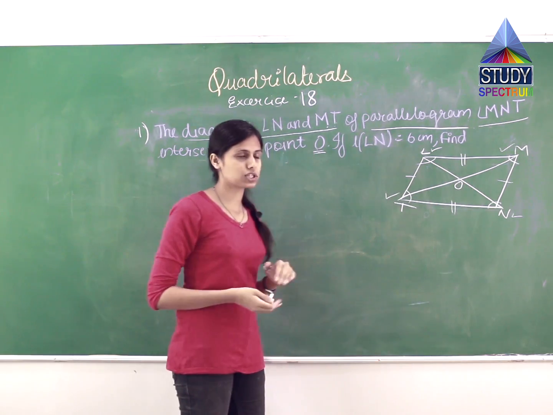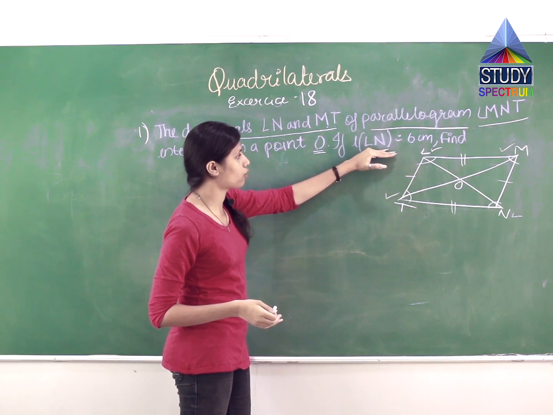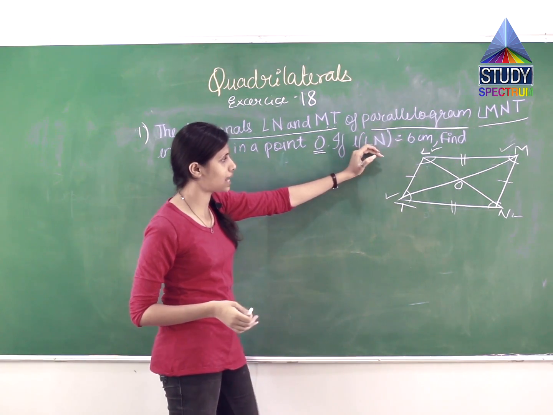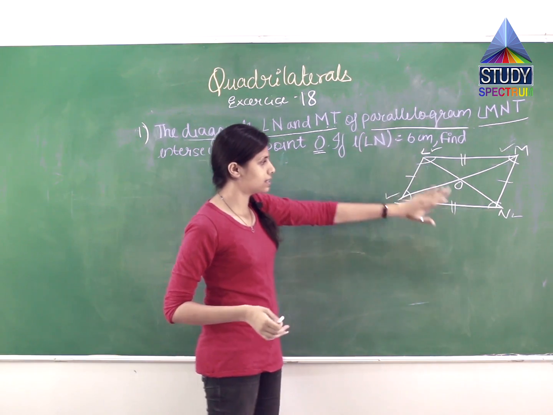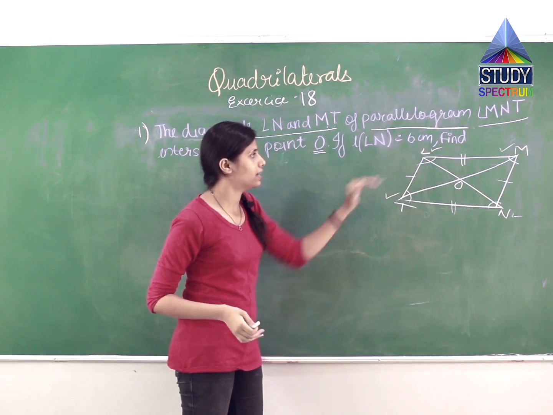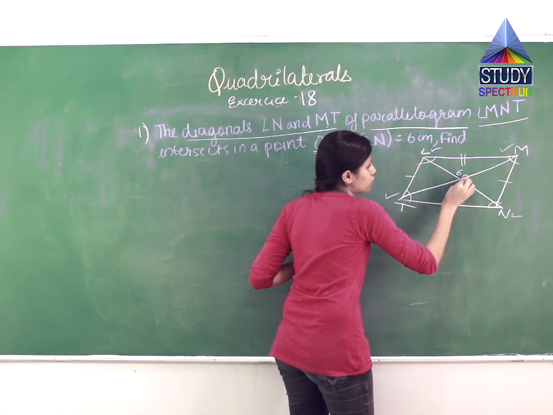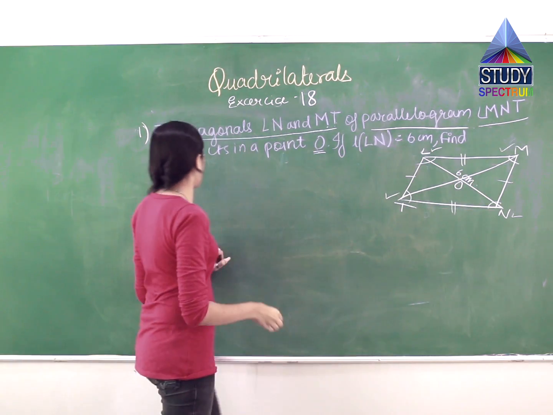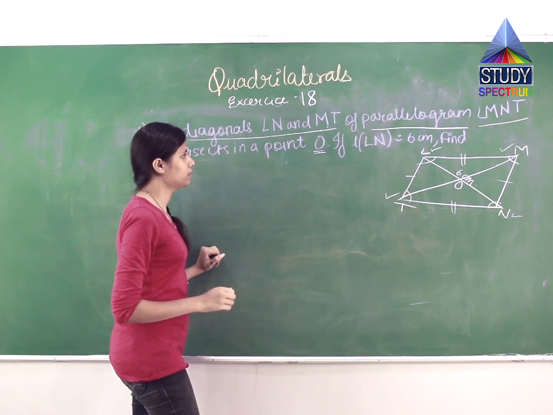Now the other information given in the question is the length of LN. Where is L? This is L. This is N. The length of LN is 6 centimeter. So this is 6 centimeter. And they are asking us to find.